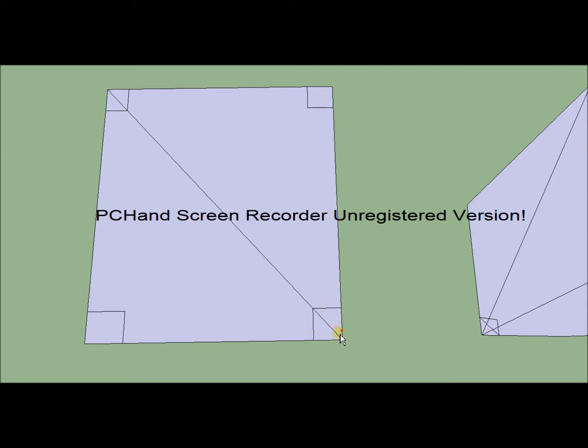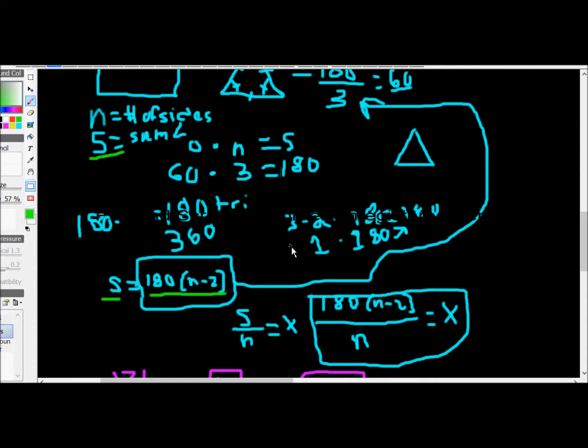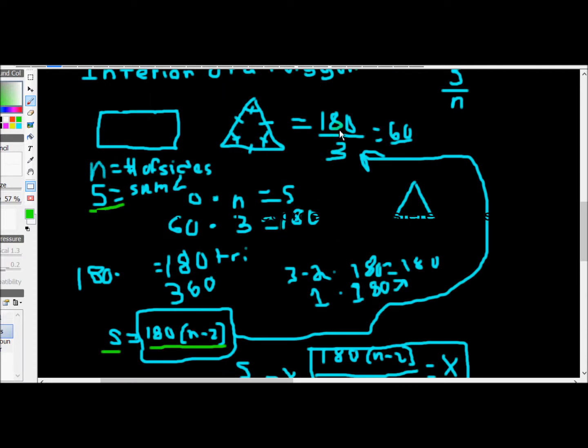Well, we know it's 90 per se. So let's take that and input it into an equation. So, for example, we'll go here. Let's do triangles. You take the number of sides, you take the total sum angle, and then you divide by the number of sides.